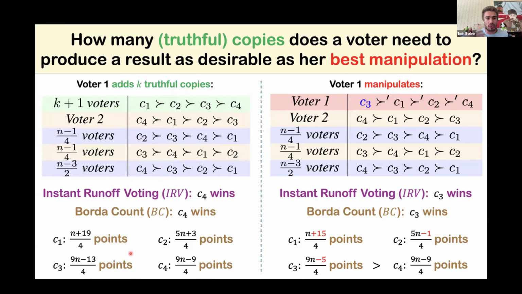So now let's talk about what happens when instead, as fitting into the scenario, Alice finds her truthful copies, her neighbors, to join the election, who have the same exact preferences as she does.